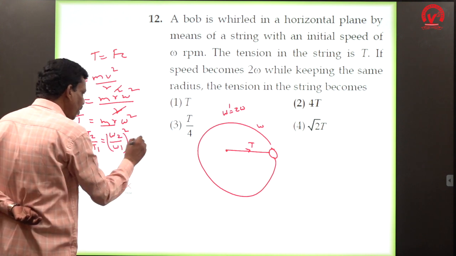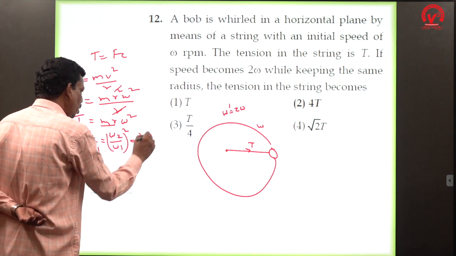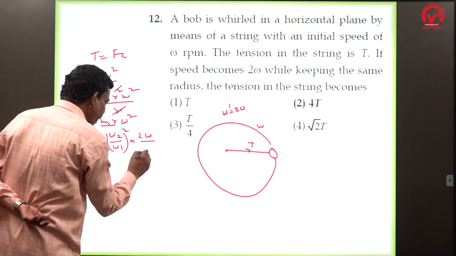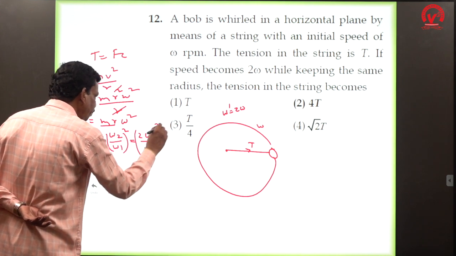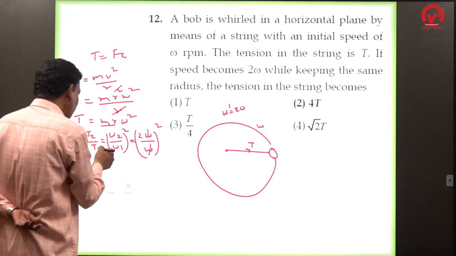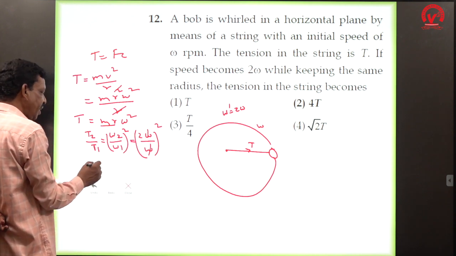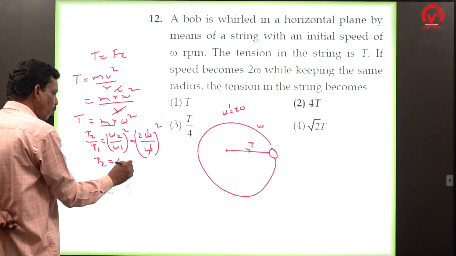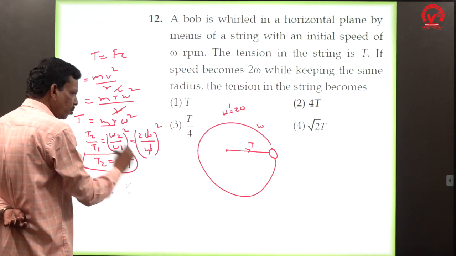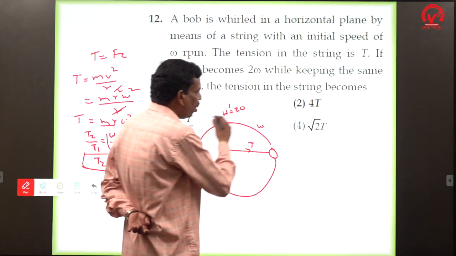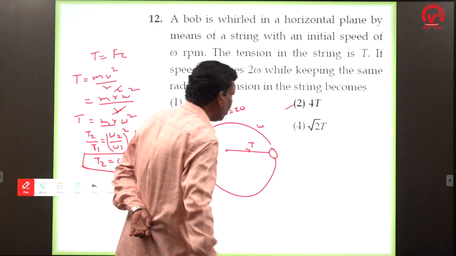Omega 2 is what is given? 2 omega by omega 1, already omega, whole squared. Cancelling, it is 4. They gave T1 as T, so T2 is equal to 4T. So this is the correct option. Which option is correct? Second option is correct.